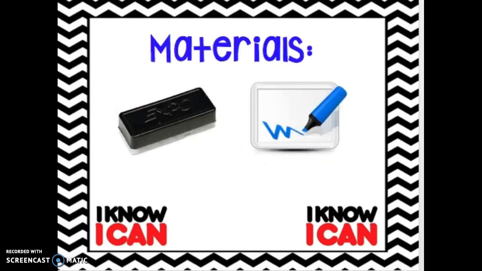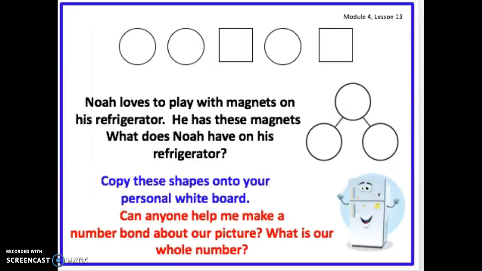Before we get started, there are some materials you need. You need to make sure you have a whiteboard and a dry erase marker as well as an eraser. If you do not have those things, go ahead and pause this video and go and get them. All right, let's get started.